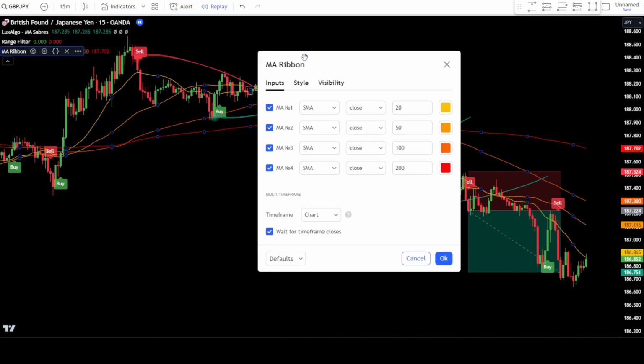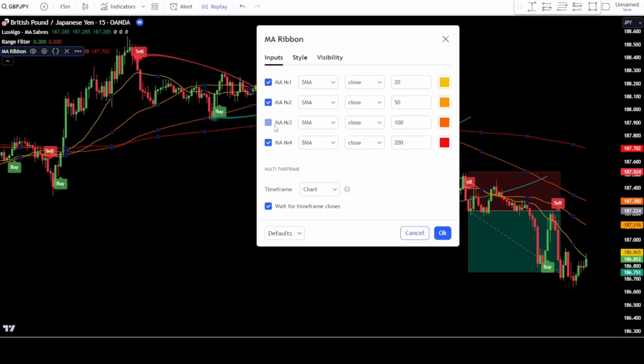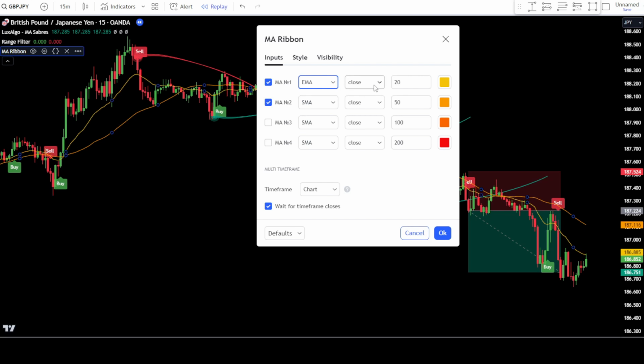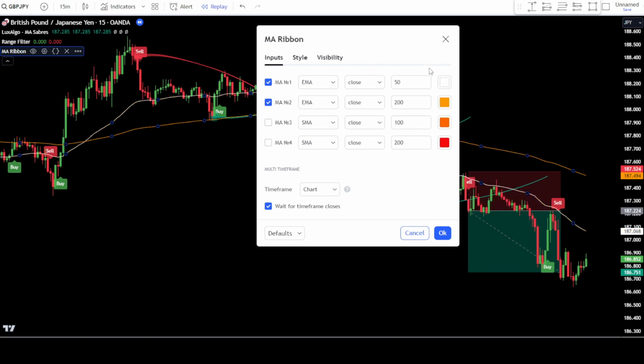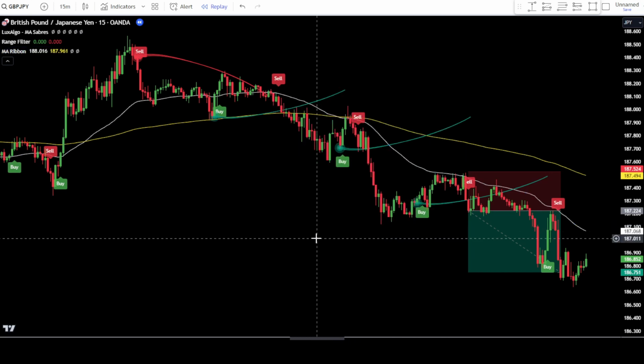In the Input tab, deactivate the checkboxes for MA number 3 and MA number 4. Next, change MA number 1 to EMA and set the length to 50. Then, change MA number 2 to EMA and set the length to 200. Customize the colors of EMA 1 and EMA 2 according to your preference. Once done, click OK to confirm the changes.